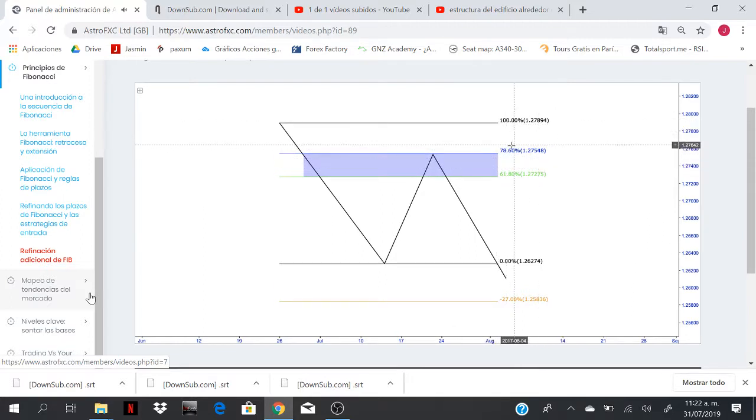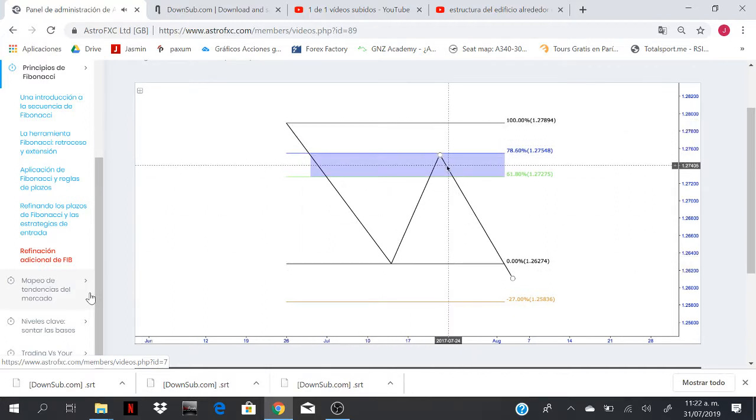Why? Because if we think of the 78.6 level as being 80%, if the market retraces past 80% of its previous move, there's a high chance and high probability and there's a likelihood that this may now reverse trend.